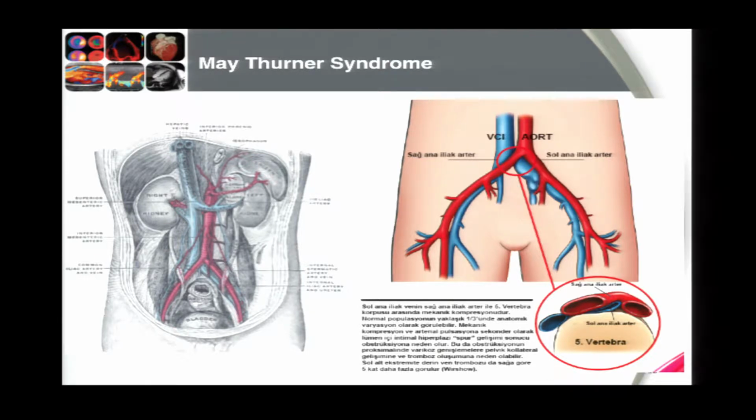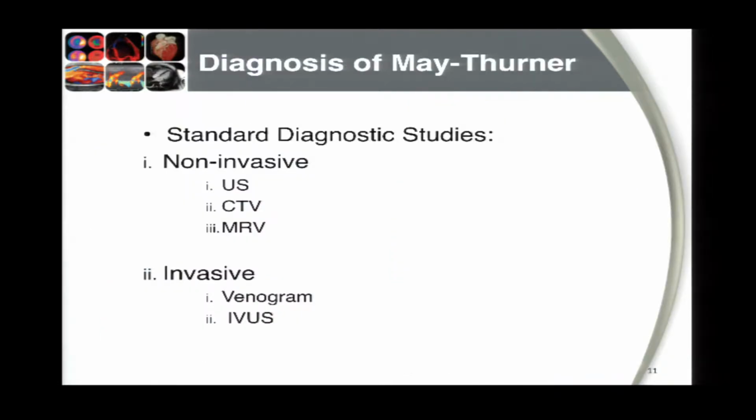So May-Thurner syndrome is something that we're quite interested in. Anatomically, many people have compression of the left common iliac vein where the right common iliac artery crosses it, and it gets pinched between there and the spine, as seen down here. This anatomic issue is present in probably 20 to 30% of people, obviously asymptomatic in the great majority, but occasionally patients present with significant symptoms related to that. And the imaging of this can be really important.